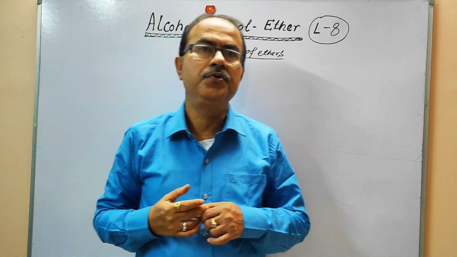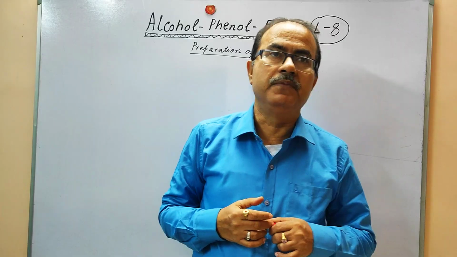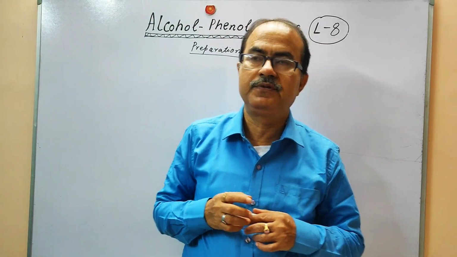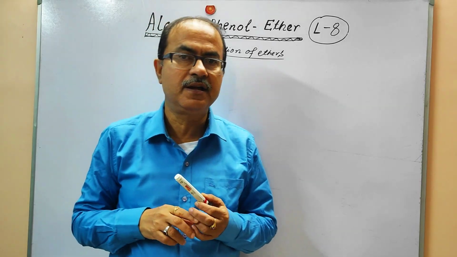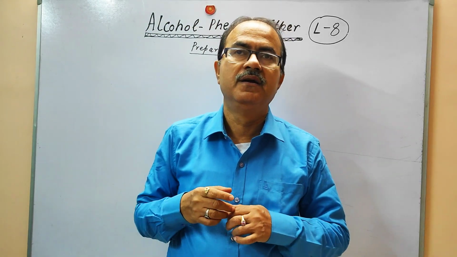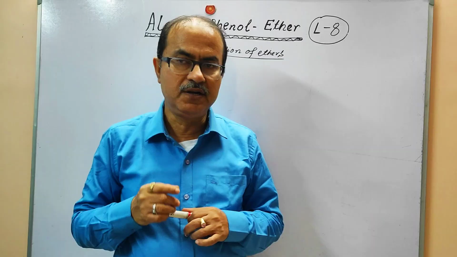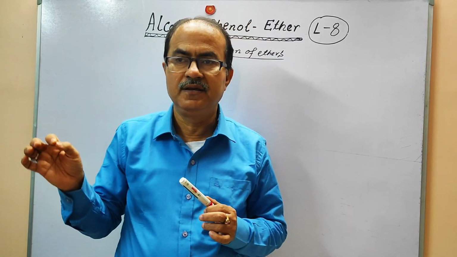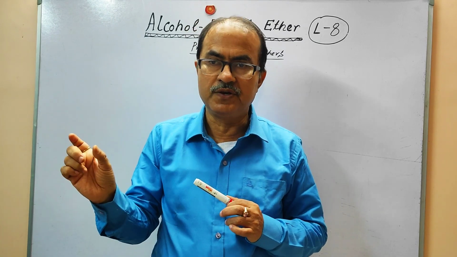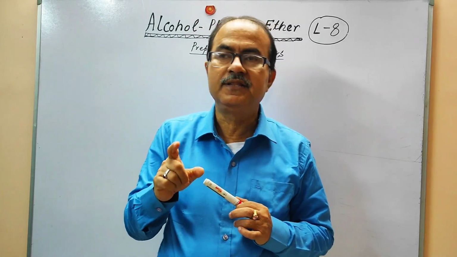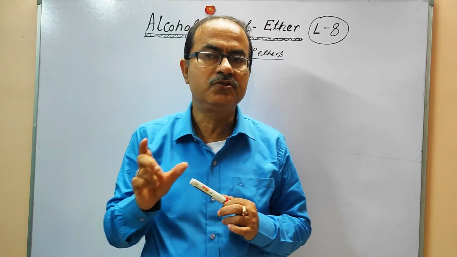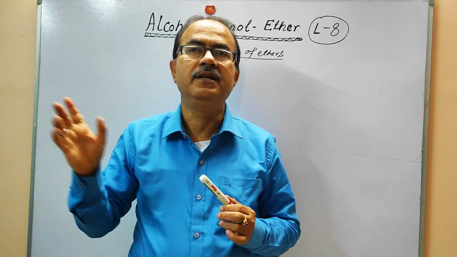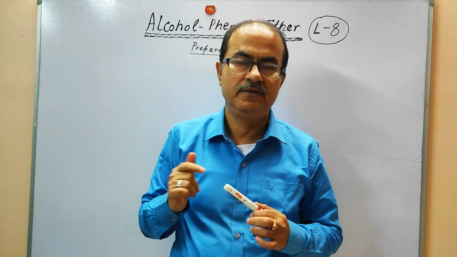Preparation of ether. In lecture number 2, we discussed the different types of ethers: symmetric ether and unsymmetric ether. Symmetric ether is an ether where both alkyl groups are the same, that is diethyl ether. You can see here both alkyl groups are the same. Unsymmetric ether is one where the alkyl groups are not the same, that is ethyl methyl ether. This is also an unsymmetric ether.